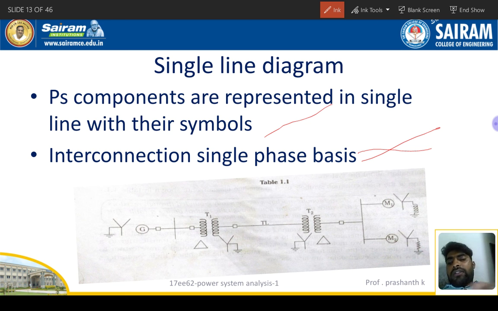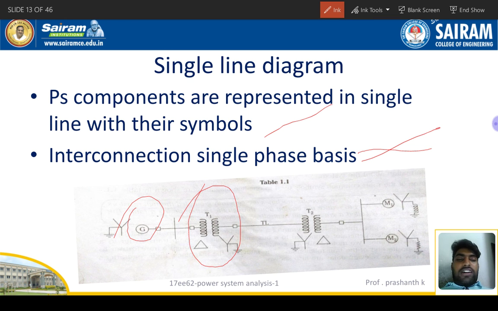This is a single line diagram of this power system components. I just consider this one is a Raichur power plant. Okay, a generator will be there. So there is a step up transformer. See here, in this diagram they mentioned a constant transformer. Don't consider this is a constant transformer. This one is a step up transformer. Keep it in your mind because it is very important.